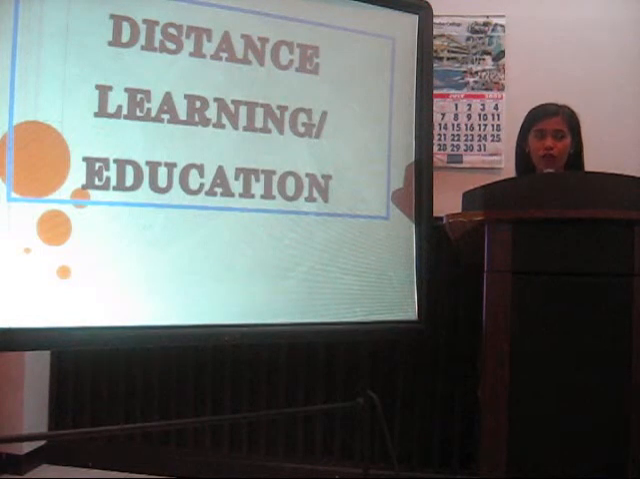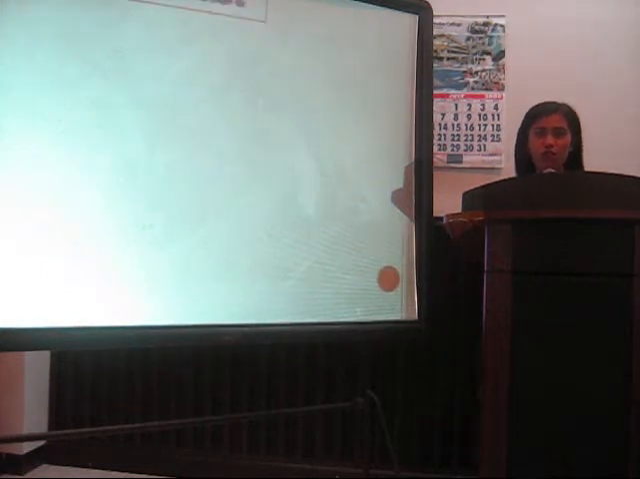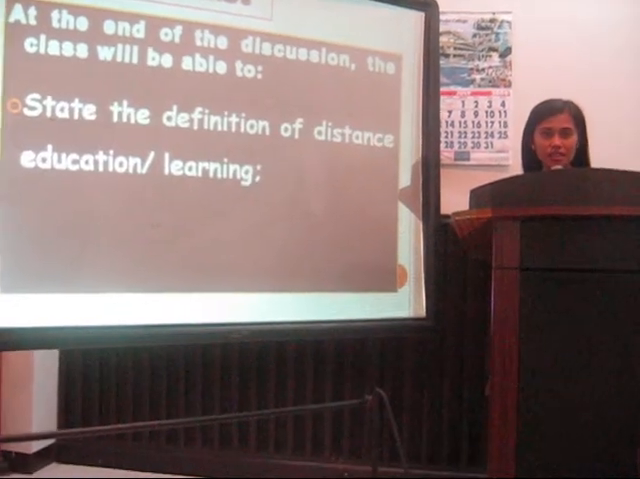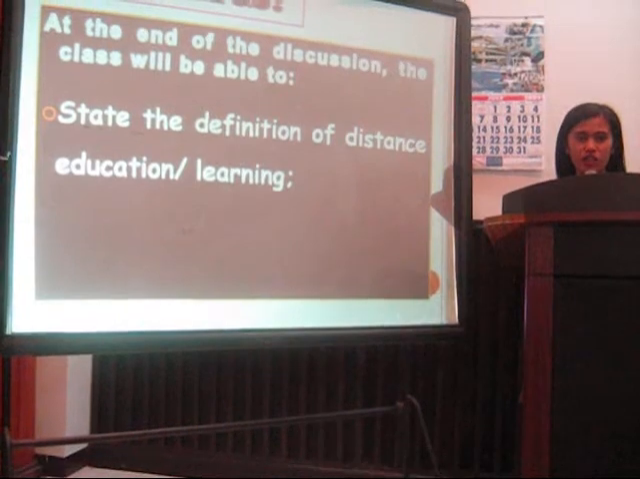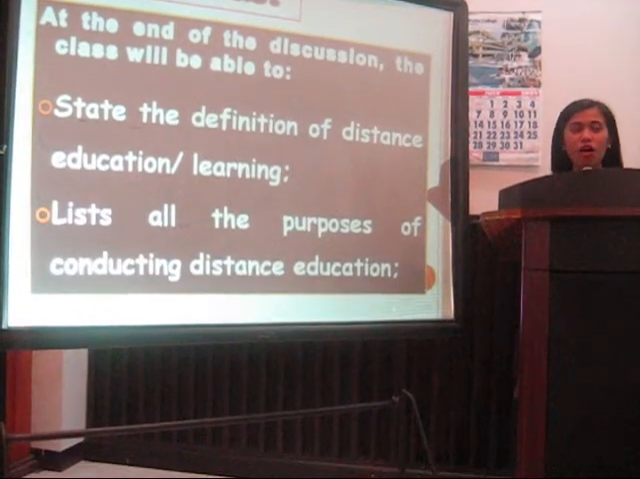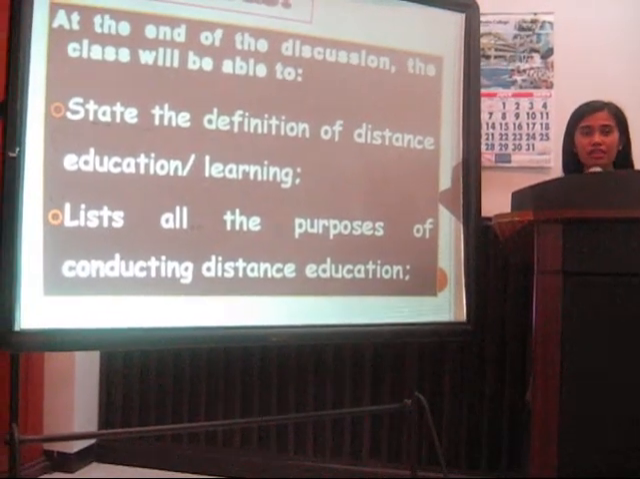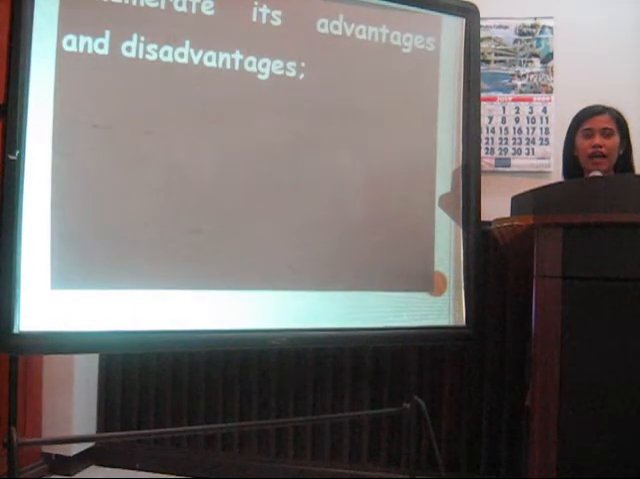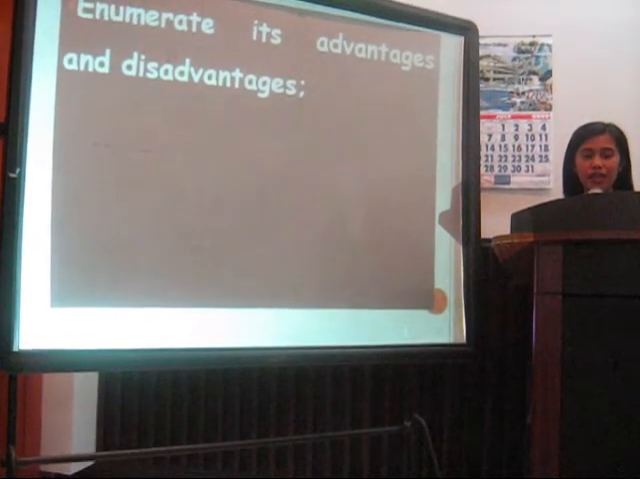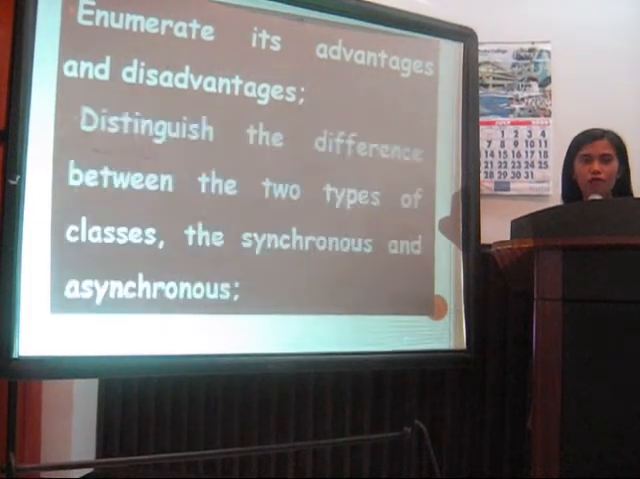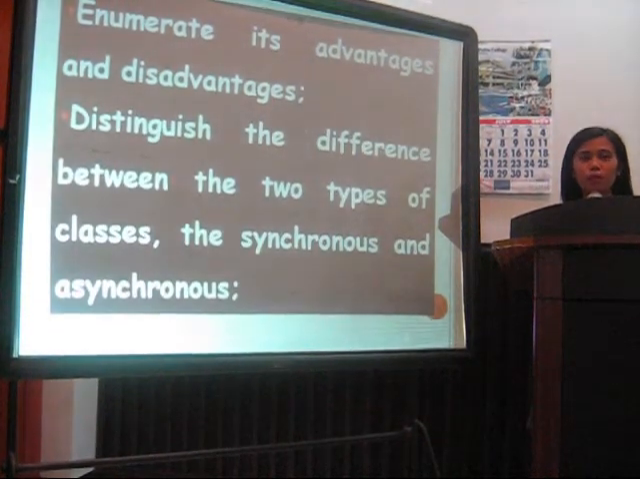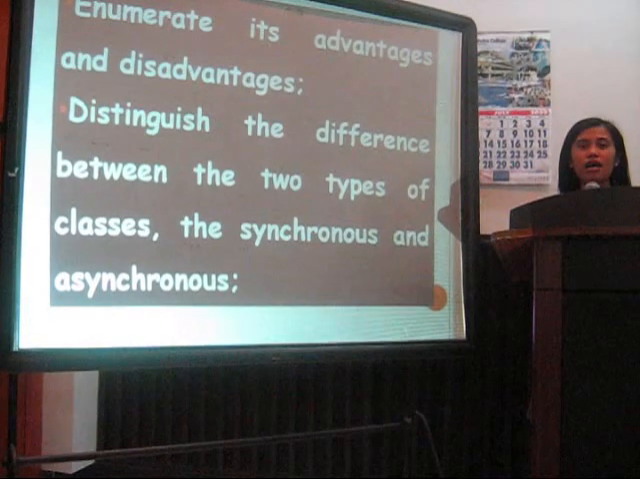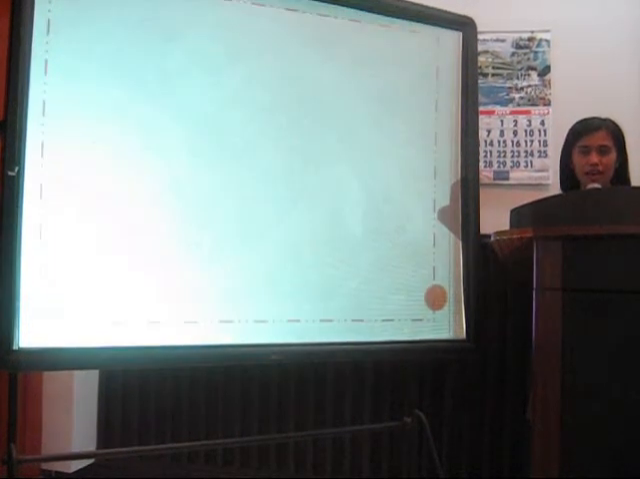So first thing, we will present to you our objectives for this discussion. After 35 minutes of discussion, the learners will be able to first, define what is distance learning or distance education. Second, list all the purposes in conducting distance education. Third, enumerate the advantages as well as its disadvantages. Fourth, distinguish or differentiate the two types of classes, which is the synchronous and asynchronous class.